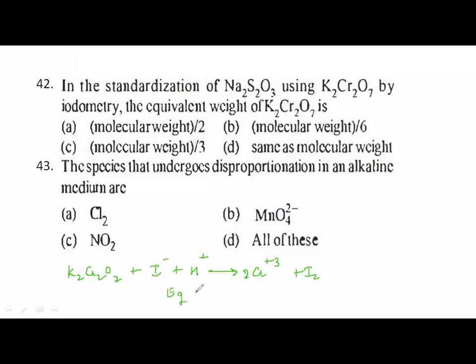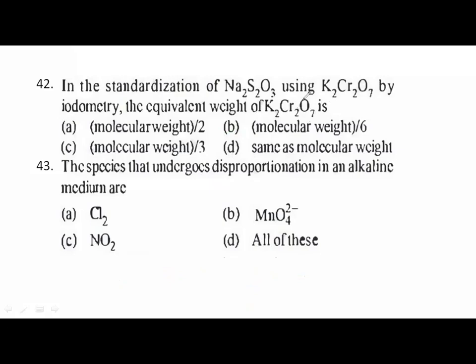Therefore, calculate the equivalent weight. Equivalent weight will be molecular weight upon 6. So balancing, Cr2 is there, so I will write 2 here. Therefore, which is the correct option? Molecular weight upon 6, so option B is the correct option.